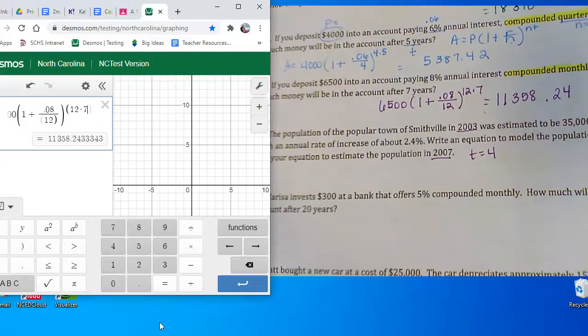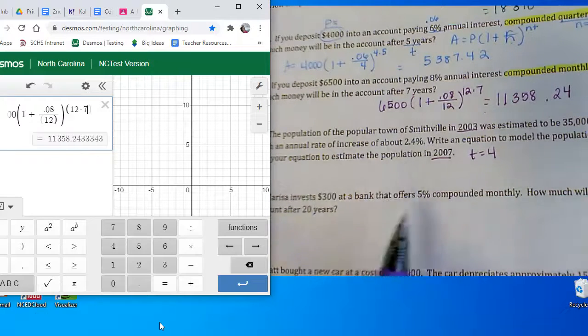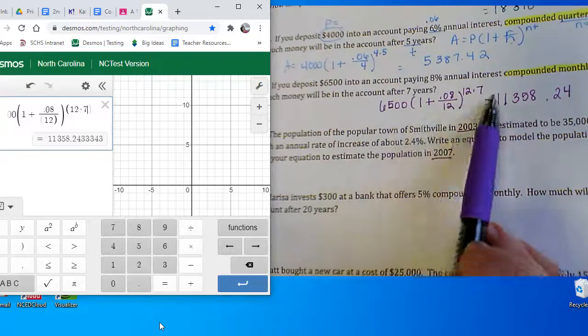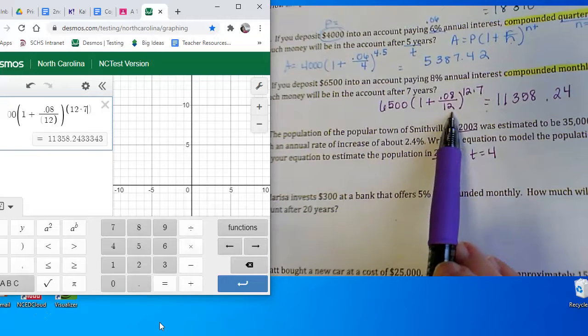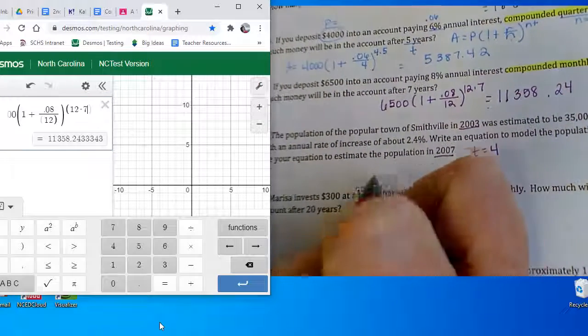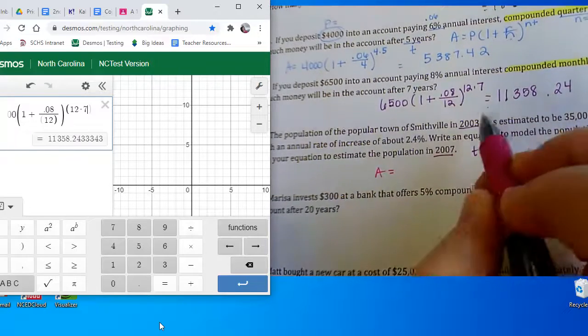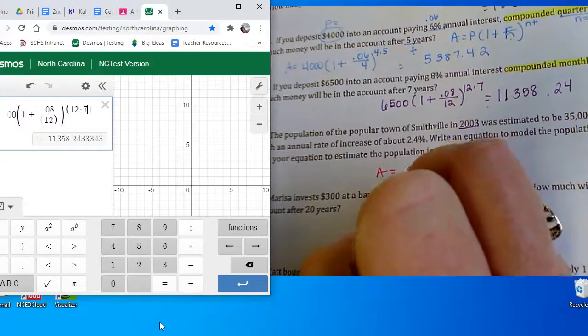This question asks you to do 2 things. It says write an equation and then estimate. Well, we've been writing equations. When we put the information on paper, what we're going to put in Desmos, that is the equation. So that's not really any different from what it's asking. You just may not have known that. So our population is going to be whatever we started with, which in 2003 was 35,000 people.